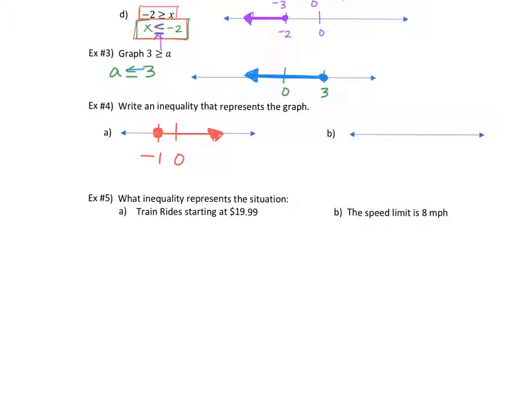For the second one, this is 0. We're going to put a 4 over here. This is going to be an open dot, and you're going to shade to the left.